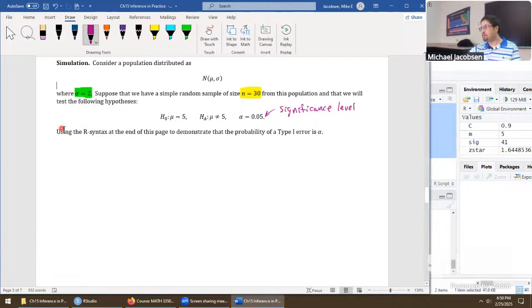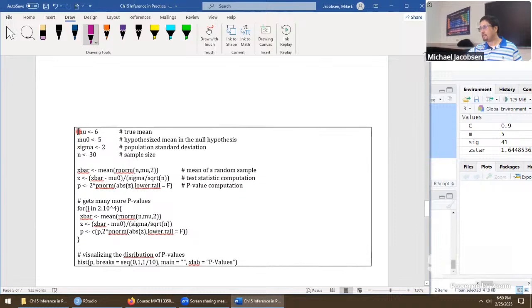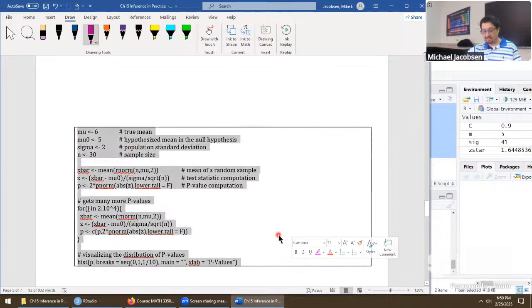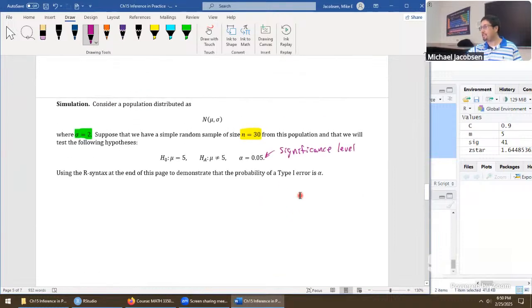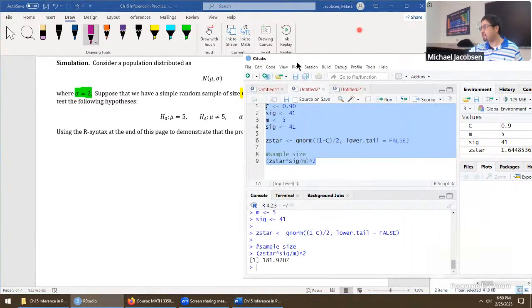Okay, so it says, using our syntax at the end of this page, demonstrate that the probability of a type 1 error actually is alpha. So let's give this a try. Here's the syntax. Let's just dump it into RStudio and let it sort all that out. But also compare with the information we have here to see how it comes together.